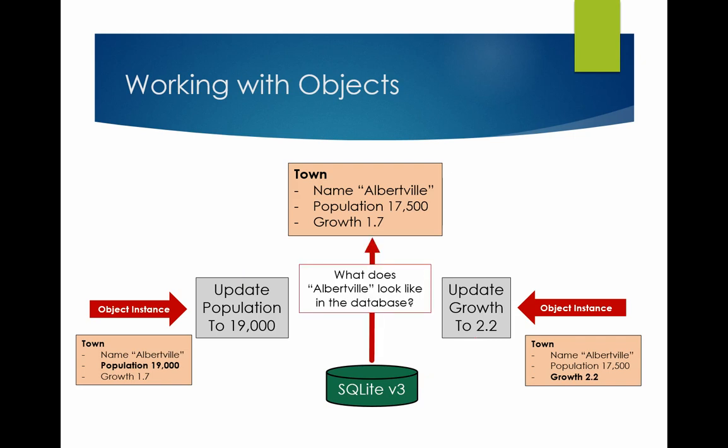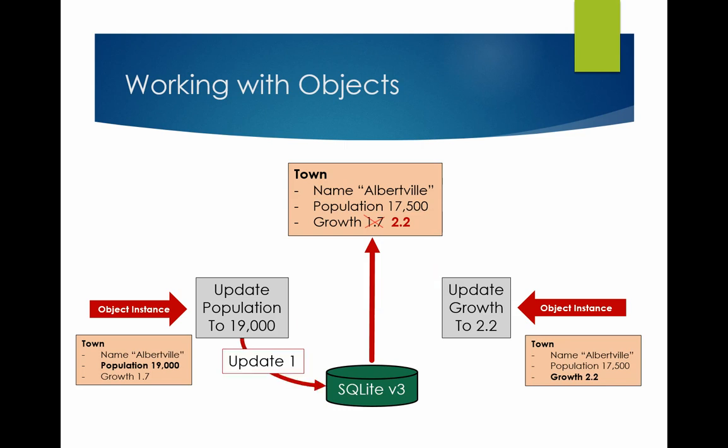So what do you think is going to be in the database for Albertville? And the answer is the growth is 2.2. And immediately you should be wondering, well, what happened to the population update of 19,000? This is the corruption that I'm talking about. We know clearly that we updated the population. We wrote it out to the database. But then we updated the growth rate, and because it was a separate instance, and because we said update, we wrote out all the attributes. So Albertville, population of 17,500 and growth 2.2, was written out to the database.